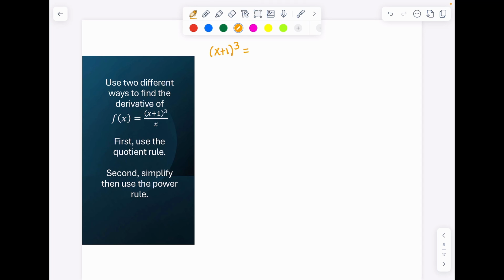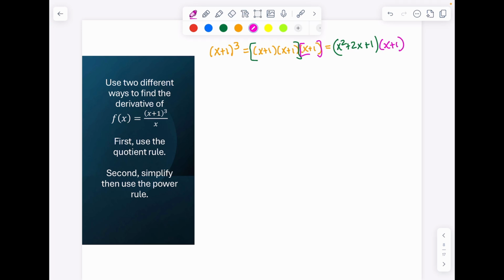If you're not familiar with the chain rule, you're just going to have to go ahead and multiply this all out. You're going to have to take this x plus 1 and multiply it by itself 3 times. So let's just start and take these first two factors, and I'm going to multiply those together. And I'm going to get x squared plus 2x plus 1. Then I'm going to take those and multiply it by this last factor, the x plus 1.